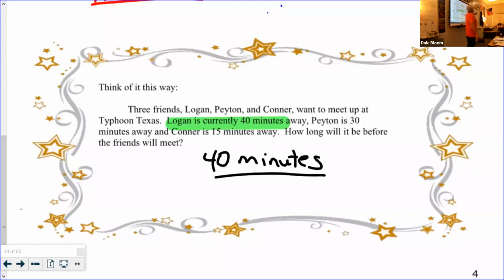Now, if they were carpooling, you'd have to add these up. But that's not in this problem right now. So then it would be a different answer. All right, questions on this?